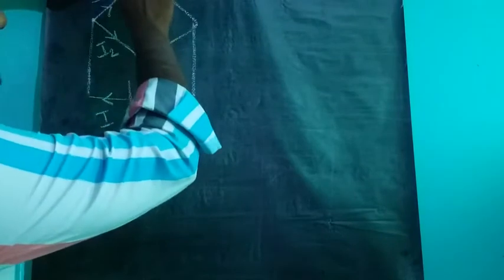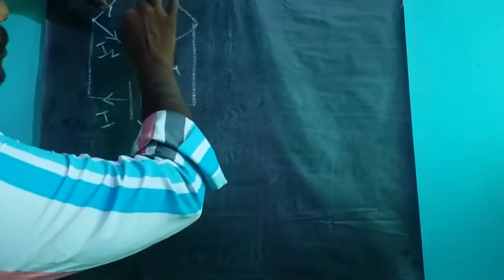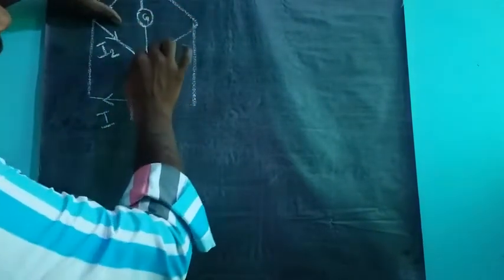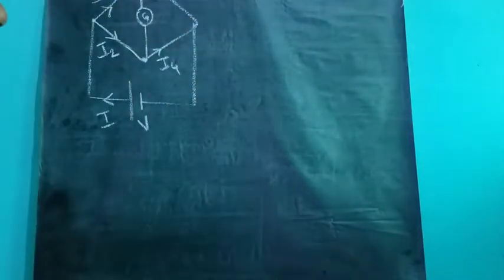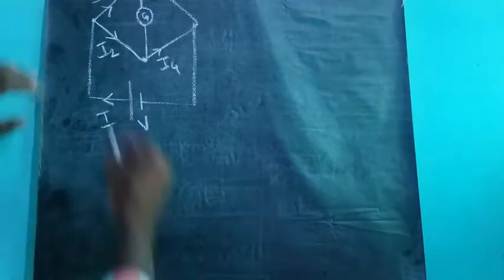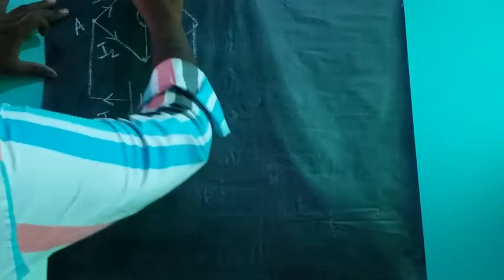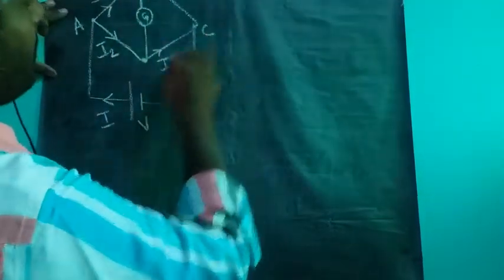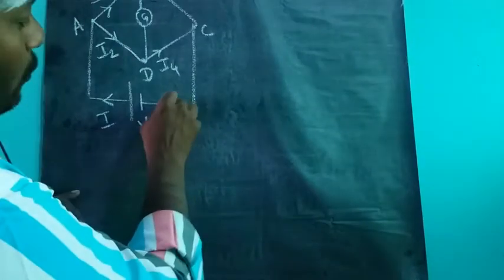So here I told the junction, so here I am just connecting one galvanometer and it will be joining here. Now I am going to name the junctions. Okay, that is, this is A and B and C and D. Now the current terminated here. Okay, right.